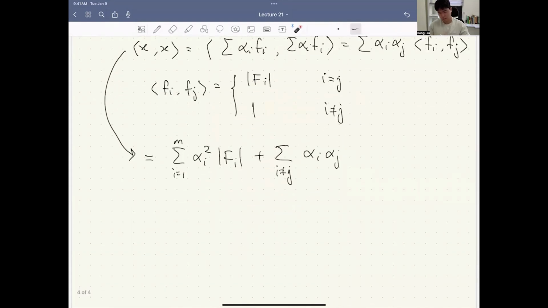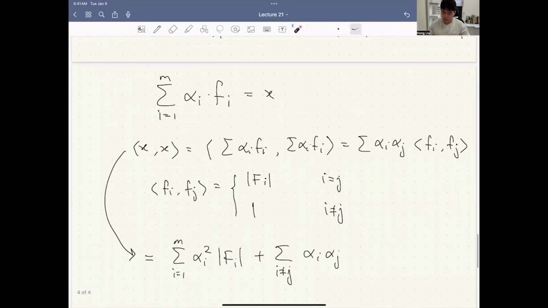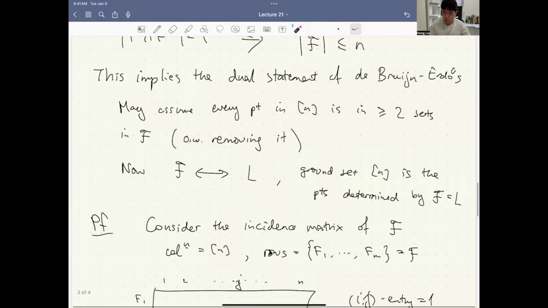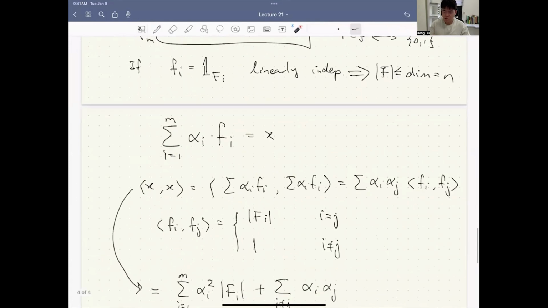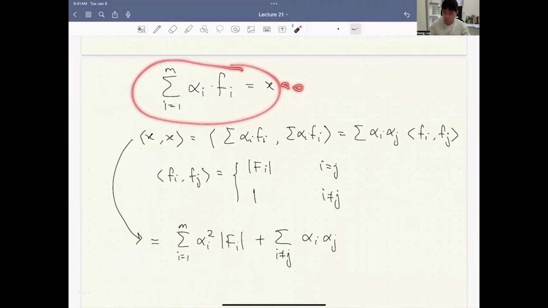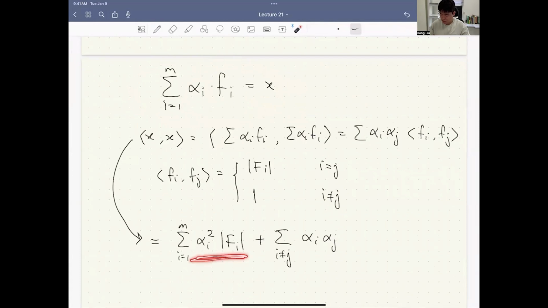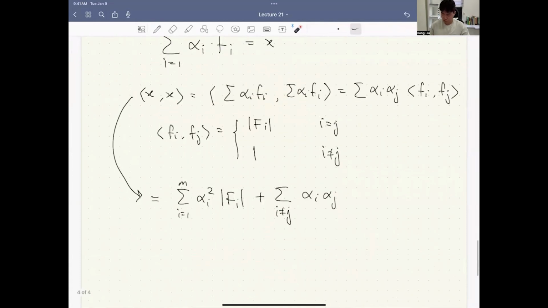What would be nice is if we could say that when this equals 0, then each alpha i needs to be 0, which is what a linear dependence would give us. Here, this term is non-negative, that's nice, but this one is not non-negative. Let's do some transformation.